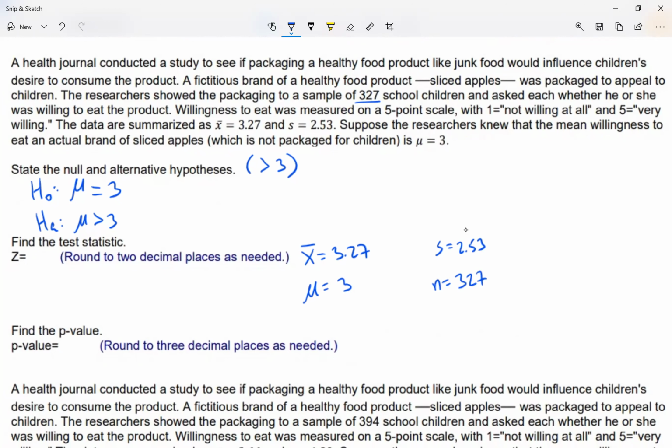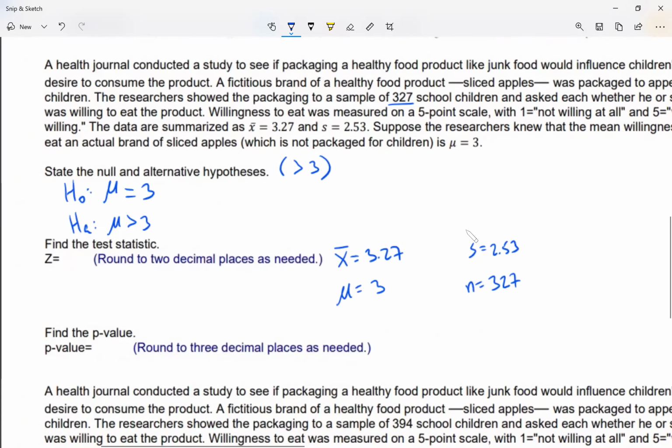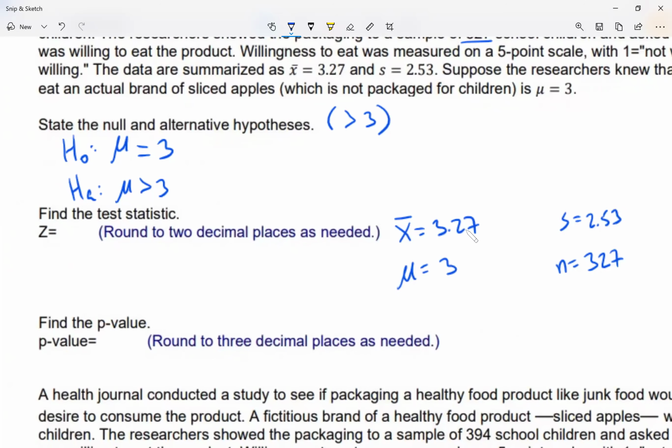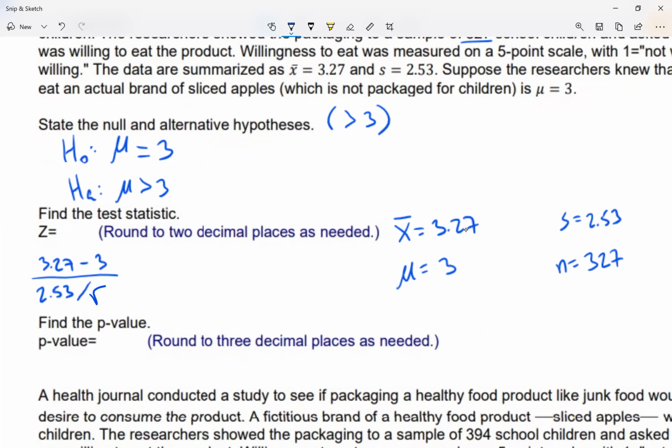Based on the formula that is on the top, the way I'm going to find my Z value, my test statistic, I'm going to go X-bar minus mu. So I'm going to go 3.27 minus 3. All of this divided by 2.53 divided by the square root of 327.